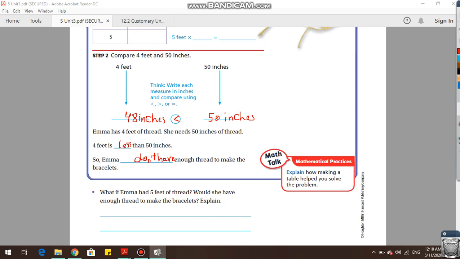Now, what if Emma had 5 feet of thread? Would she have enough thread to make the bracelets? Yes, because we agreed in the previous table that 5 feet is 60 inches, and she will need only 50. So yes, she would have enough.